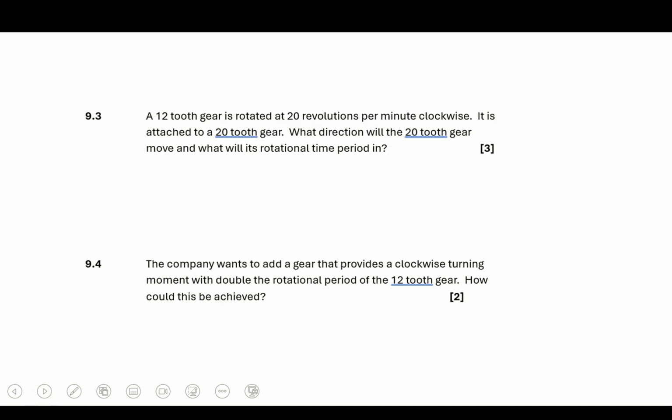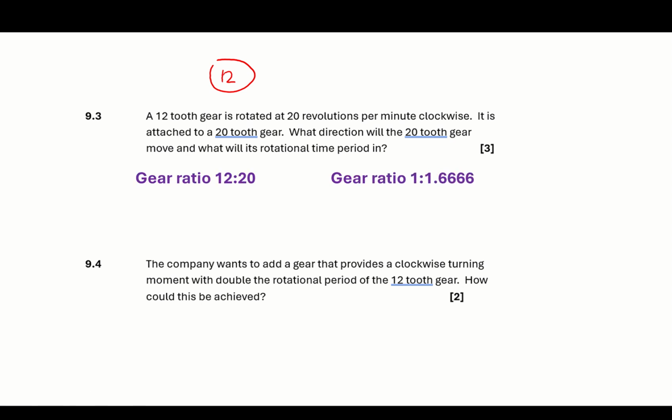Done. Next one is gears. I always say if they give you a worded one without a picture, put a picture. Usually there's a picture with all of these. We've got a 12-tooth gear that is rotated, so I'm just going to draw a picture. There's my 12 teeth. Oh, this pen's having a wobbly today. Come on, pen. So there's my 12-tooth gear and it's being turned clockwise.